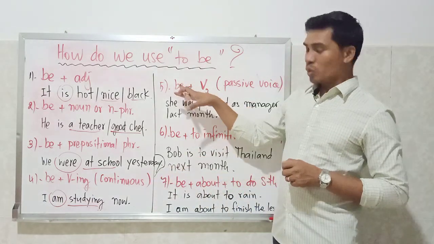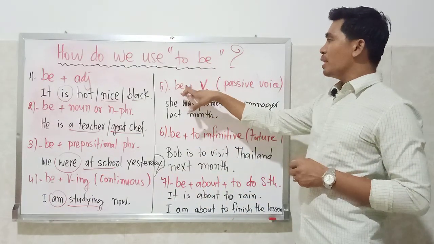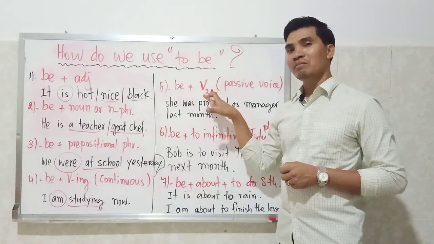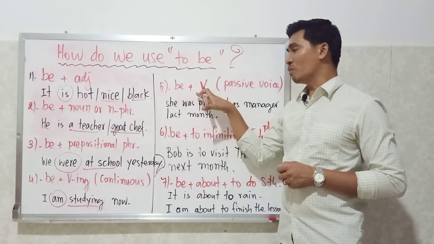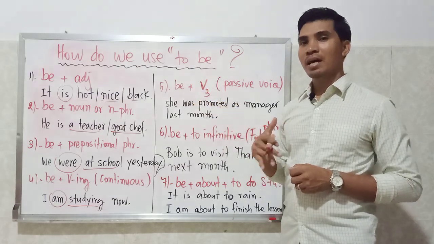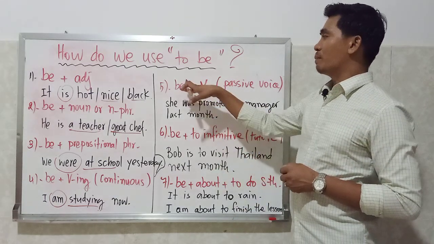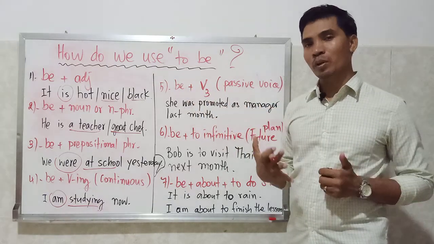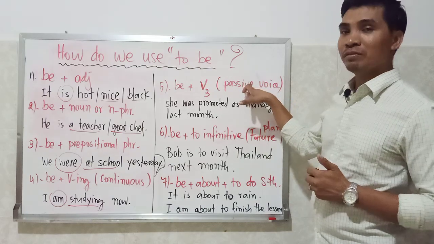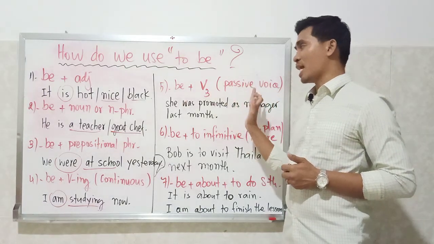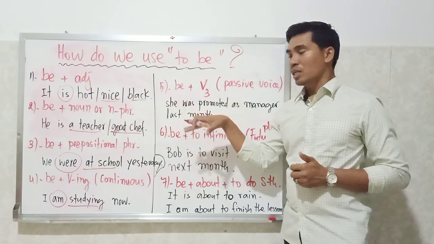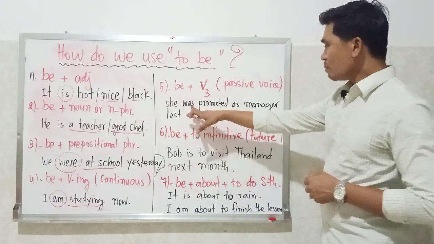Okay. So rule number 5, be plus verb 3. So verb 3, we know that that is verb past participle. So when be plus verb past participle, you call it passive voice. Okay, so in this case it's called passive voice. Okay, so look at the example here.